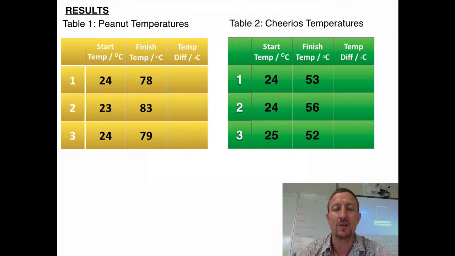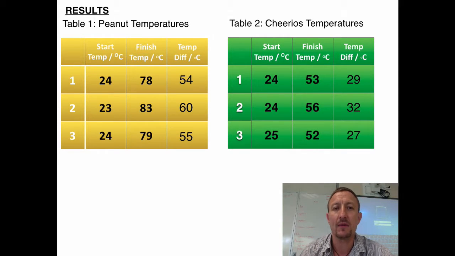Now what we need to do with this data is work out the temperature difference in degrees C. In order to do that we need to take the starting temperature away from the finished temperature. I do that for the peanuts. The first one is 78 minus 24, 83 minus 23, and 79 minus 24, and these are the values that we get. And then for the Cheerios, the finished temperature minus the start temperature is 53 minus 24, 56 minus 24, and 52 minus 25, and those are the values that we get.